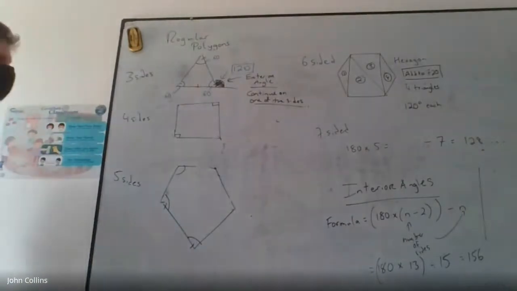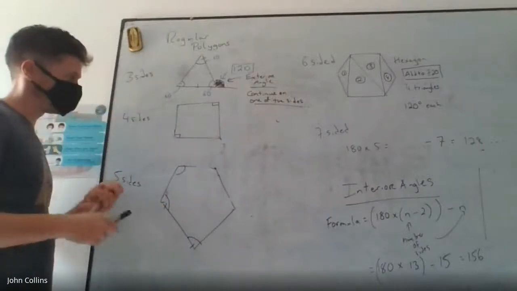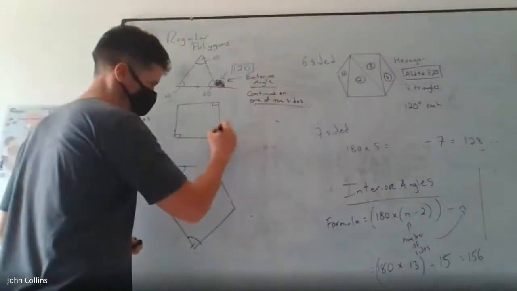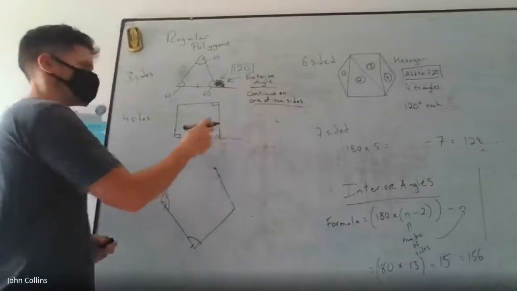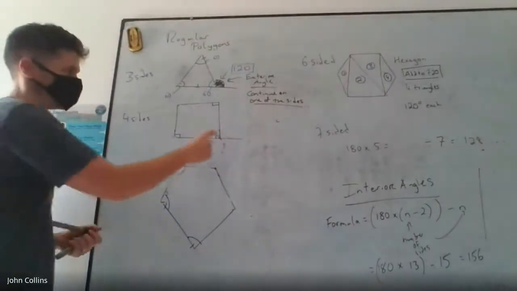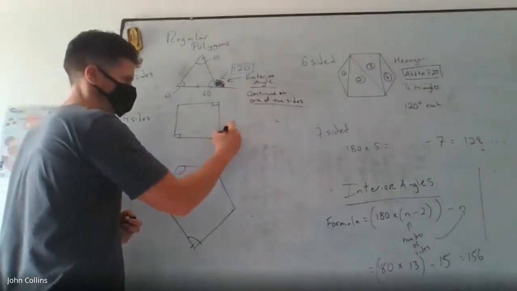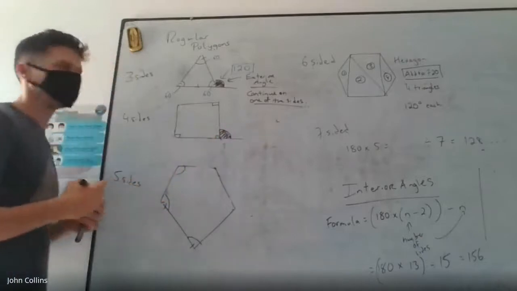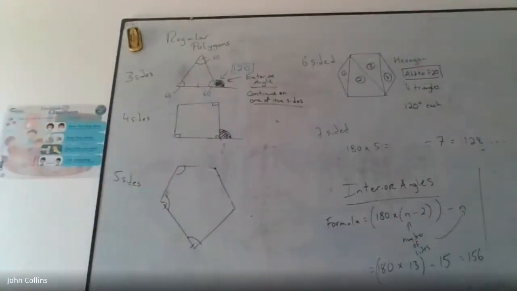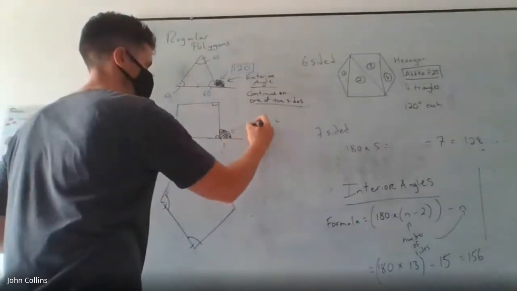The next one's pretty easy. Just continue that line on straight. That's a right angle. So here is our exterior angle. What degrees is that? 90, isn't it? If one's 90, the other has to be 90 to add up to 180. Okay, cool.